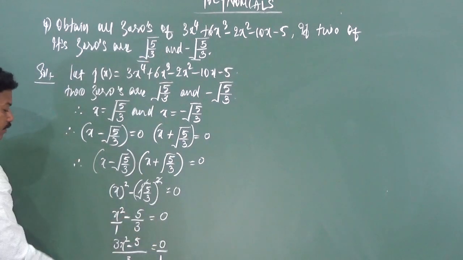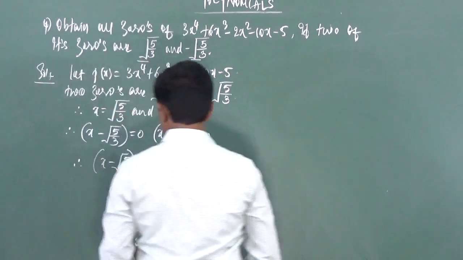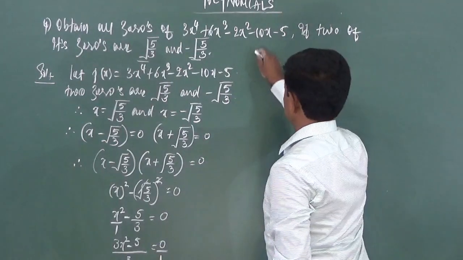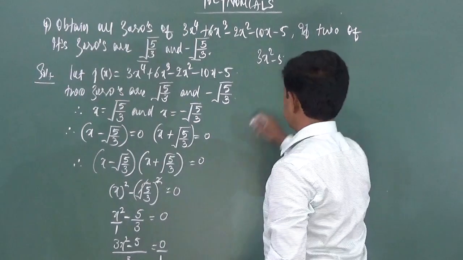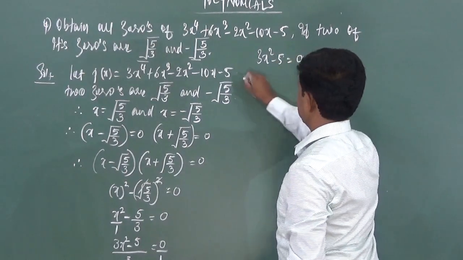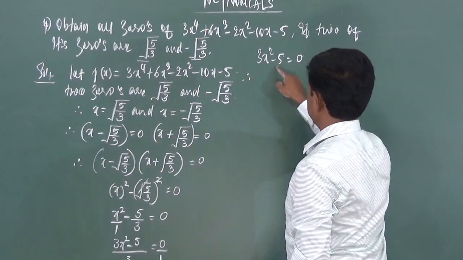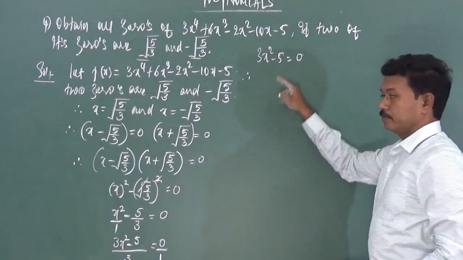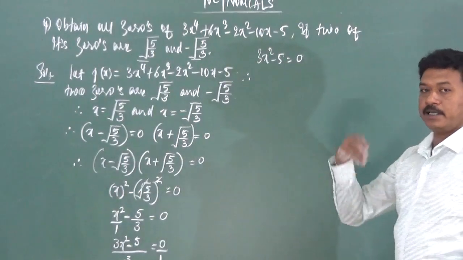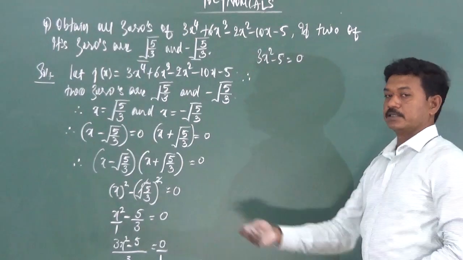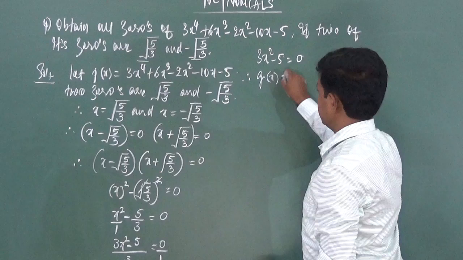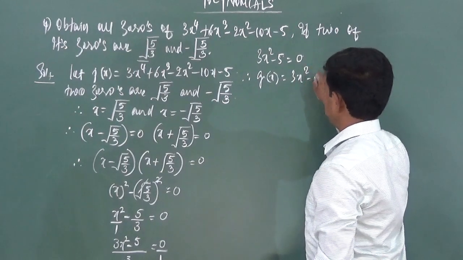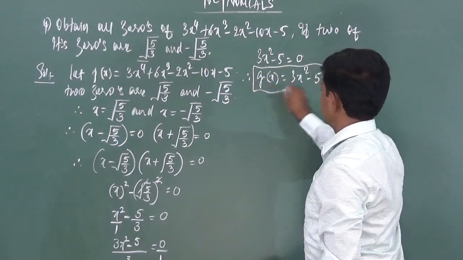So let us go with cross multiplication. So 3x square minus 5 into 1 is 3x square minus 5, and 3 into 0 is 0. So therefore, let us take 3x square minus 5, the polynomial what we have got here, as g of x. We will consider that as g of x. So therefore, g of x is equal to 3x square minus 5.